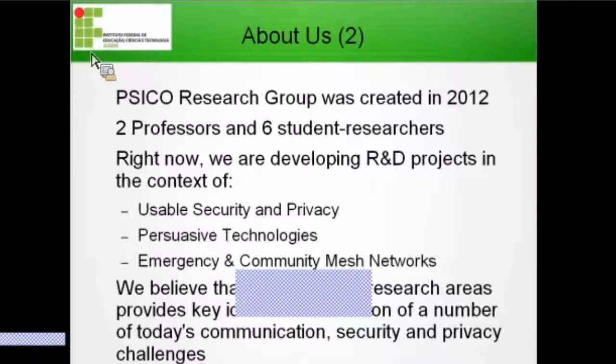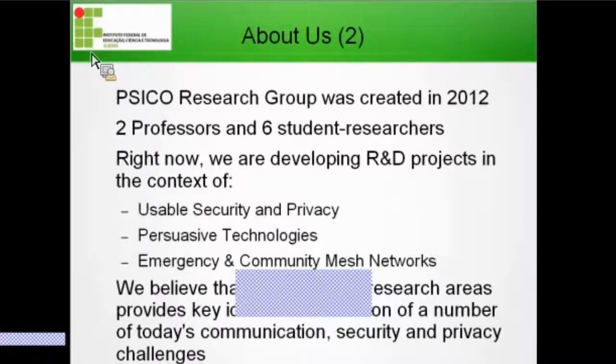My research group, SECO, was founded last year. We have 2 professors and 6 students, researchers. Right now we are developing research and development in the fields of usable security and privacy, persuasive technologies, and emergency and community mesh networks. I'm going to present a few of these projects that we're working on now in a few minutes.